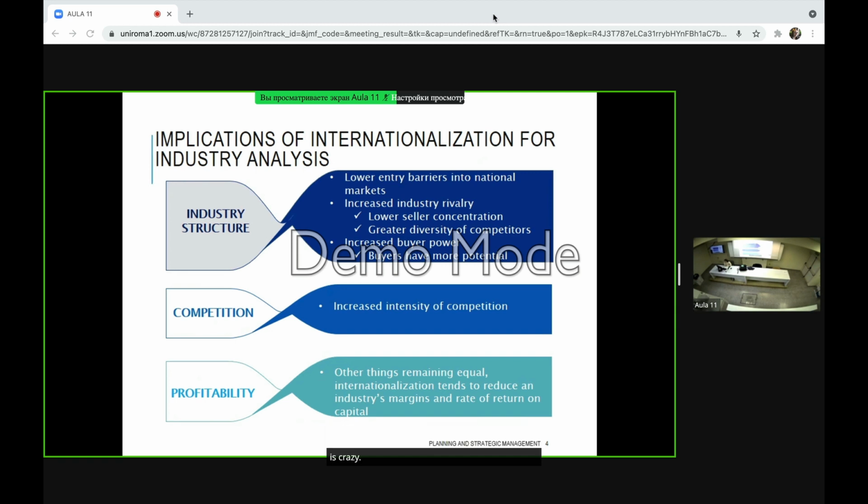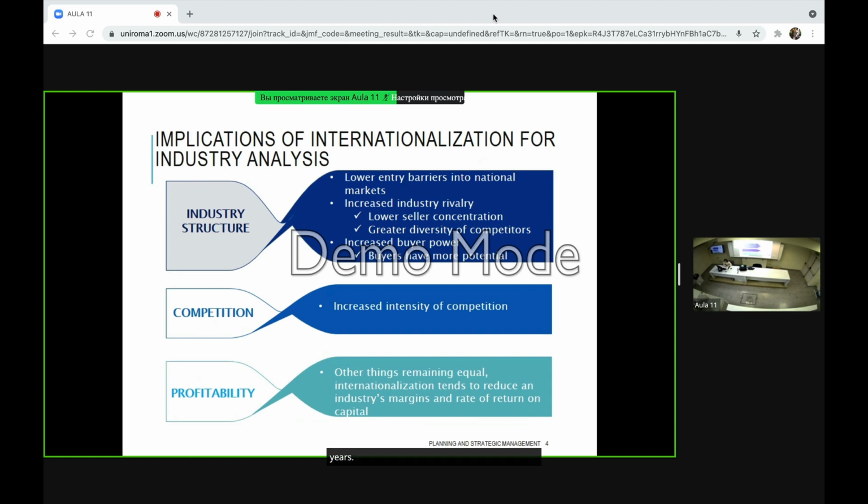This is very easy to understand. The first aspect, the industry structure, because with internationalization, there are lower entry barriers into national markets, and this increases the concentration of the sellers and causes a diversity of competitors. On the other side, from the side of the buyer, there are more potential buyers from which to acquire. So there is more choice among sellers.